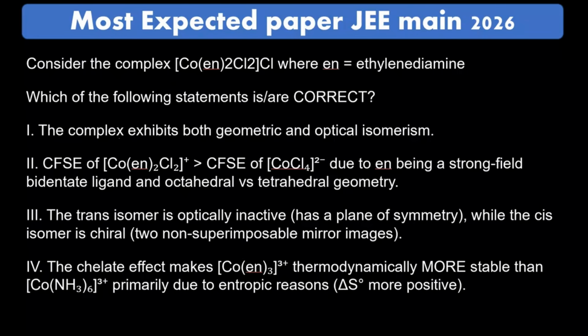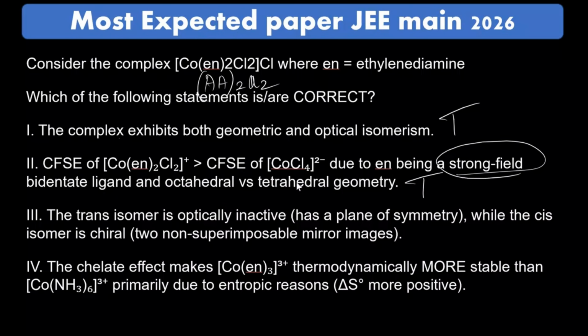The next one, here I have a complex of the MA2B2 type, right? En is a bidentate ligand. Which of the statements are right or wrong? The first one, the complex exhibits both geometric and optical isomerism. That is true. We already released a 10-second trick to remember which ones have these isomers. So this is true. And the CFSE of this one is higher than the CFSE of this, because en is a strong field ligand. Yes, that is also true.